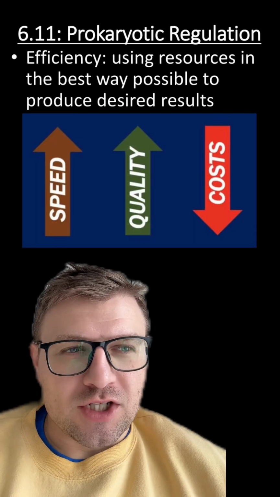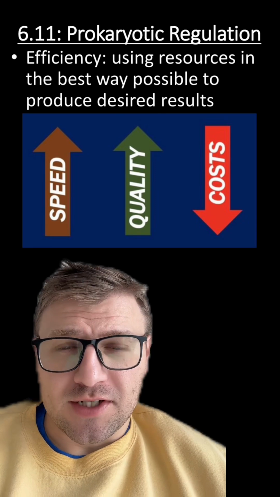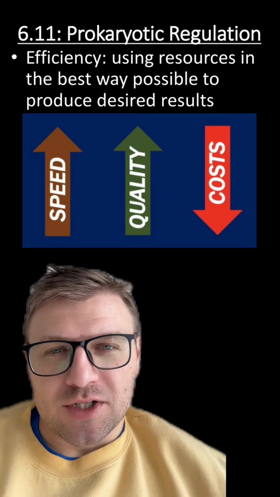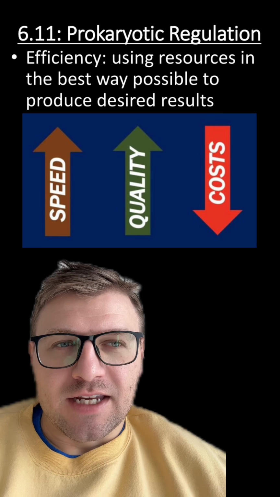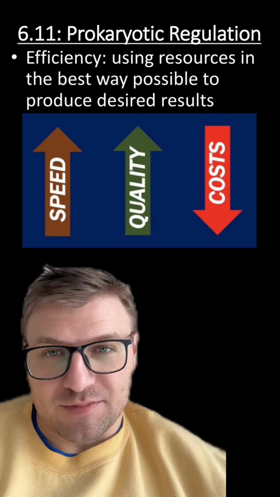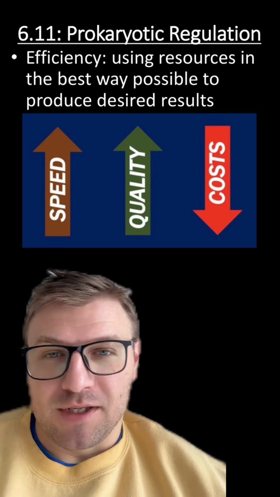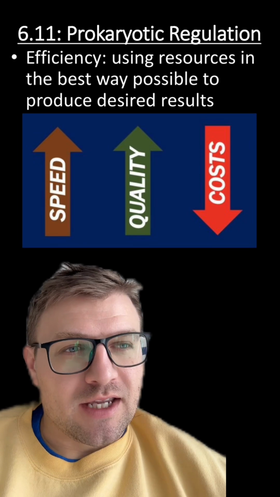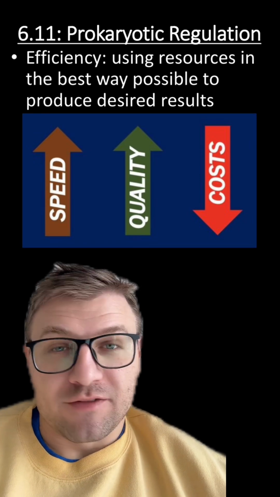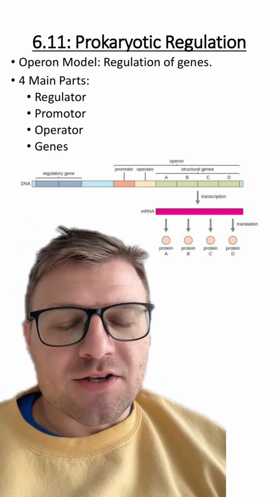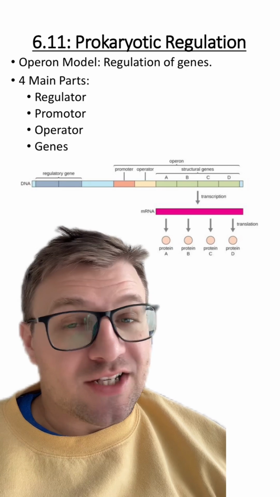When we're talking about genes and how they're expressed into proteins, we need to talk about something called efficiency. Basically, efficiency is using resources in the best way possible and getting a good return on investment. This is probably one of the major themes, in my opinion, of AP Biology. How do we regulate things to make cells more efficient? Prokaryotic cells use something called an operon model. And basically this operon model is a way to regulate gene expression.